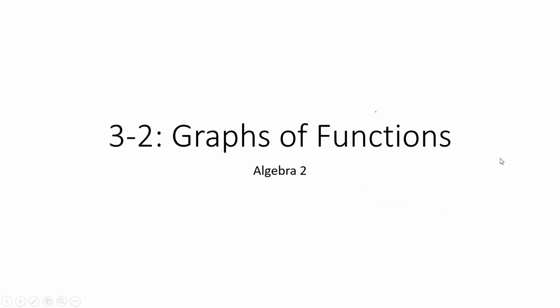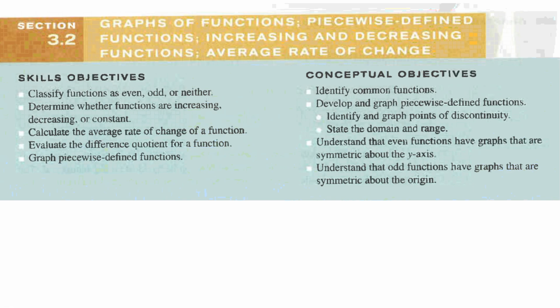Okay, let's get started with 3.2, graphs of functions. So we're going to introduce four new things here. Even and odd of a function, and that's actually going to be similar because you've done symmetry before. We'll see that. We'll talk about when functions are increasing, decreasing, and constant. And then two new formulas, average rate of change and the difference quotient.